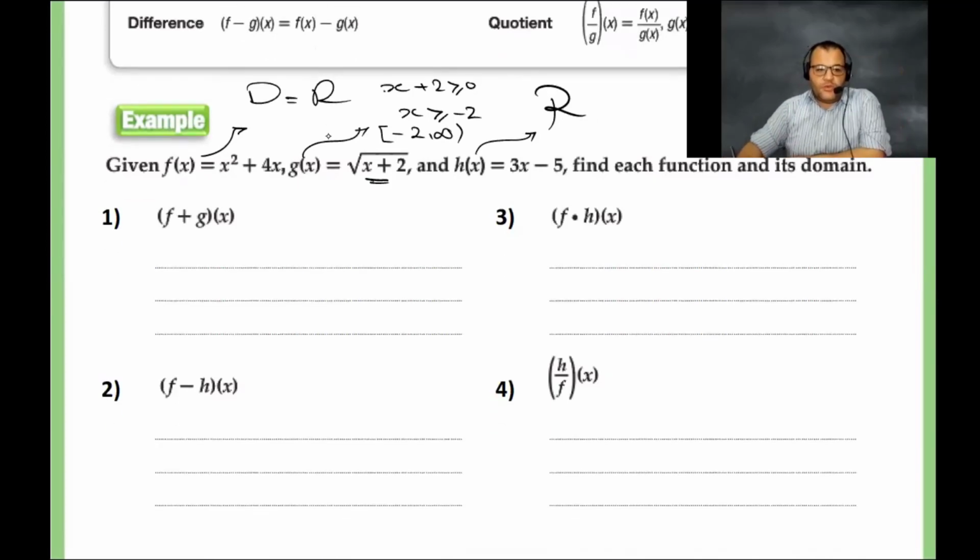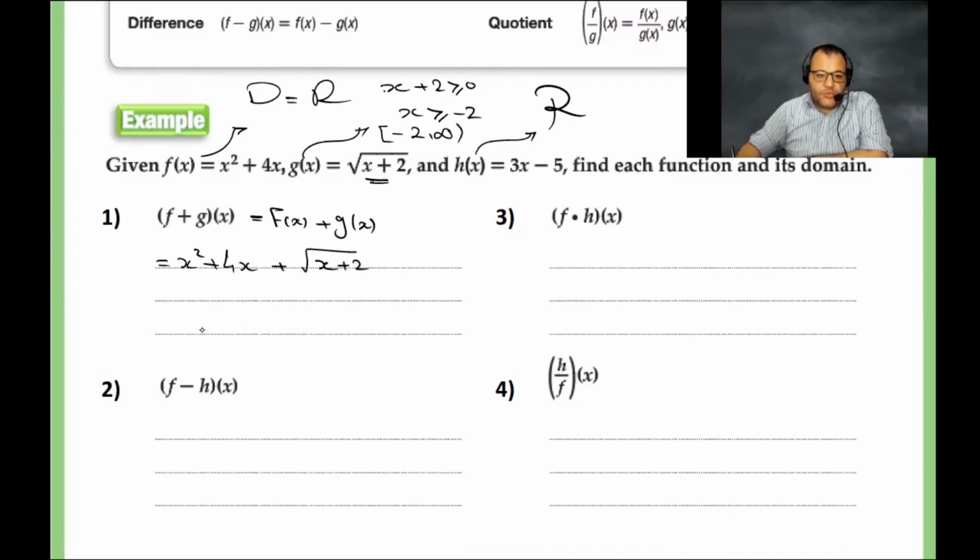So for the first one, we need to find what is the meaning of f plus g of x. It means f of x plus g of x. What is f of x? Which is x squared plus 4x, plus g of x, which equals the square root of x plus 2.